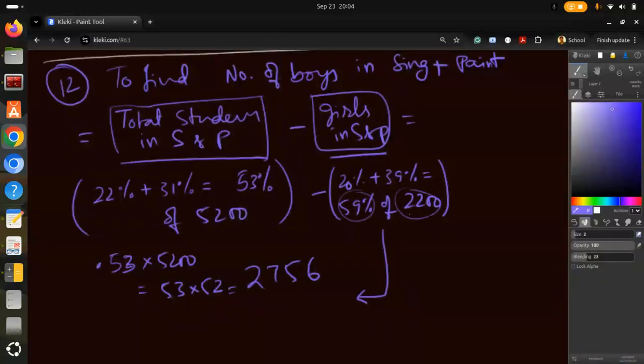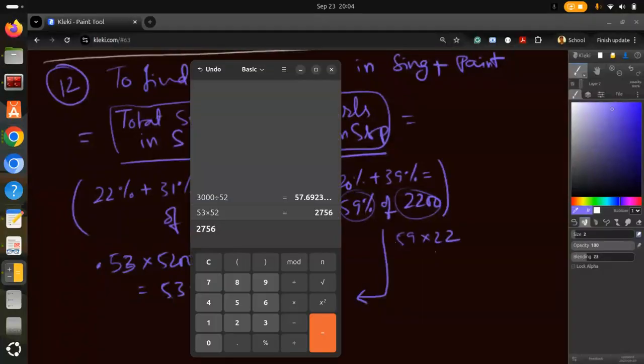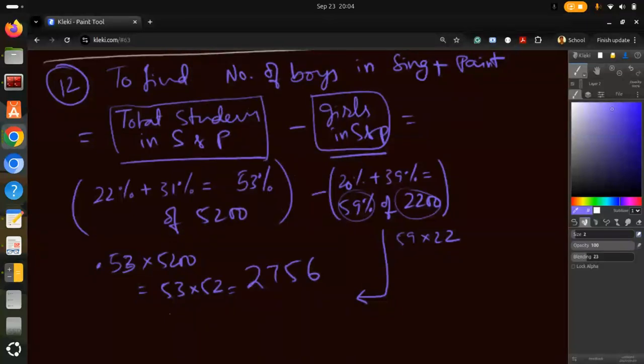59% of this one is nothing but 59 into 22. You know the logic. So 59 into 22, that comes to 1298. So 1298 is the girl students, and 2756 is the total students. To get the boy students, I have to subtract 2756 minus 1298.